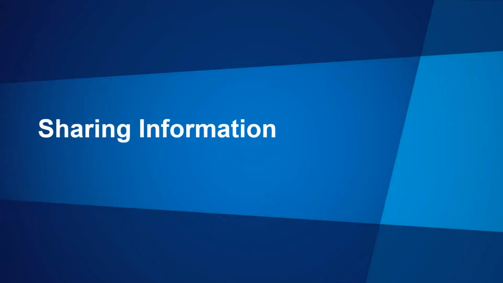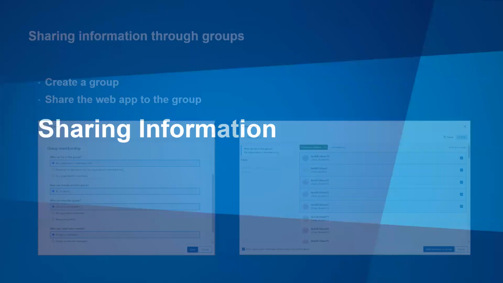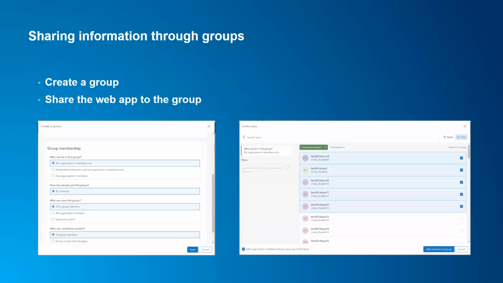Next, we're talking about how to share information. There are many ways to share your data, web maps, and web apps with your colleagues or the general public. For example, you can share it to everyone. In that case, everyone is the world. So that means that everyone in the world can access your information.